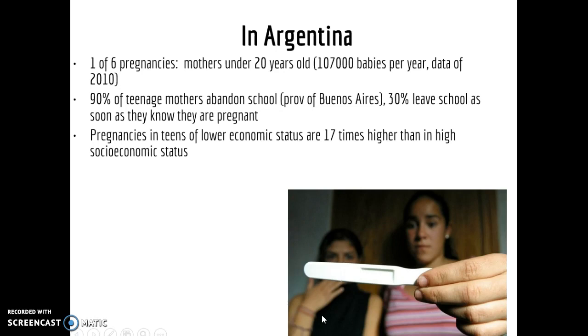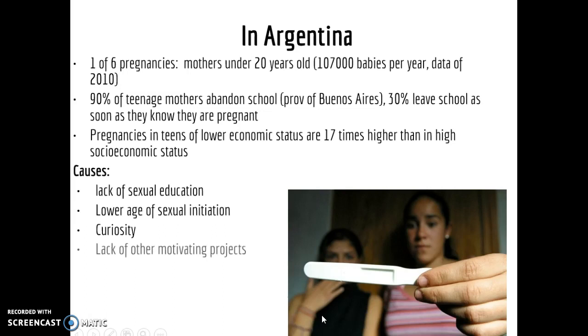Pregnancies in teens of lower socioeconomic status are 17 times higher than in high socioeconomic status. Why? Because there is a lack of sexual education, a lower age of sexual initiation, a lot of curiosity, and mainly and sadly a lack of other motivating projects. So sexual education in schools, like we are doing here, is very, very important.